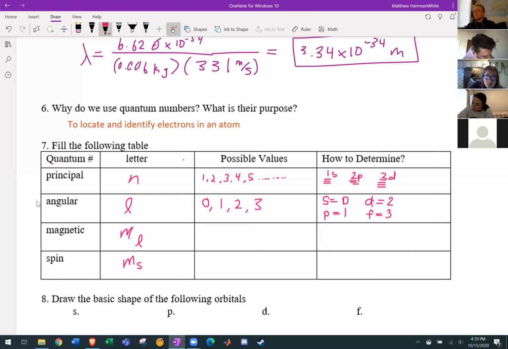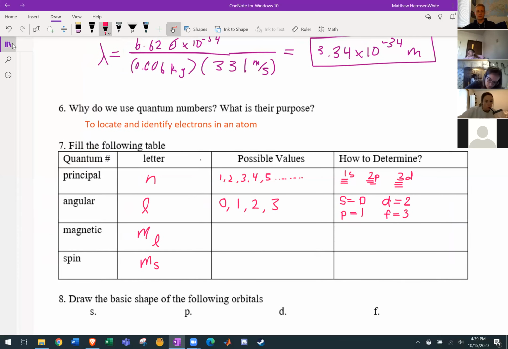Now, I think this is a good point to pause on the quantum numbers and go back to that reference sheet I was talking about earlier and discuss what I mean by S and P blocks and things like that. So I'm going to go over there really quick.